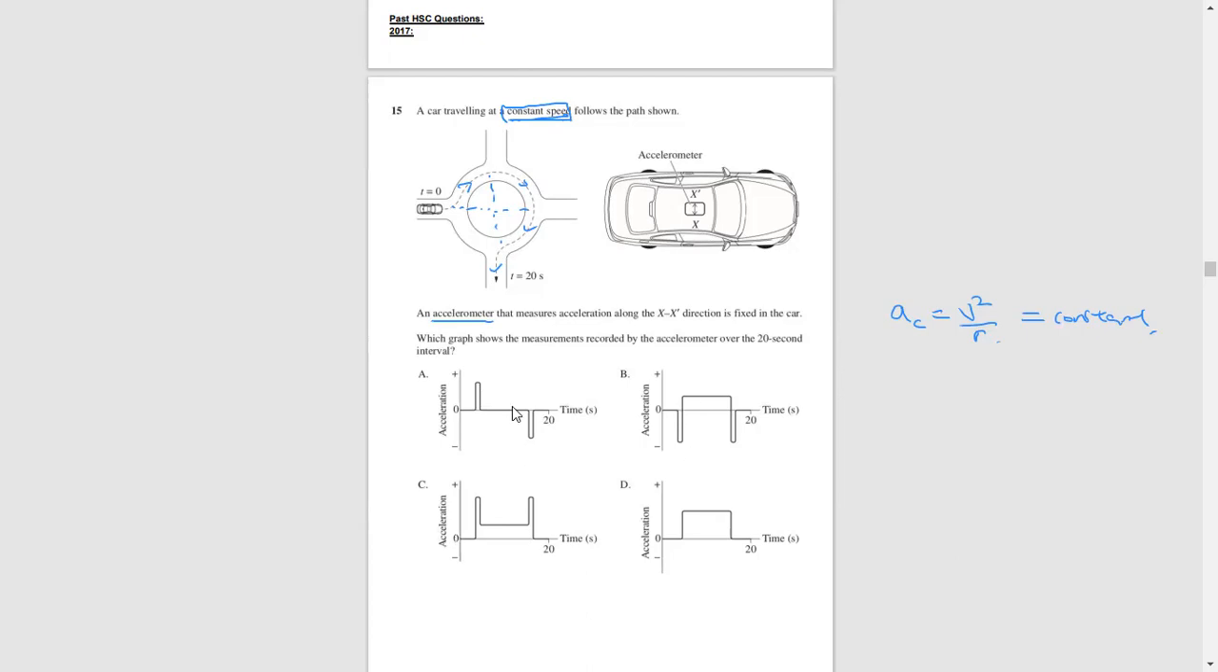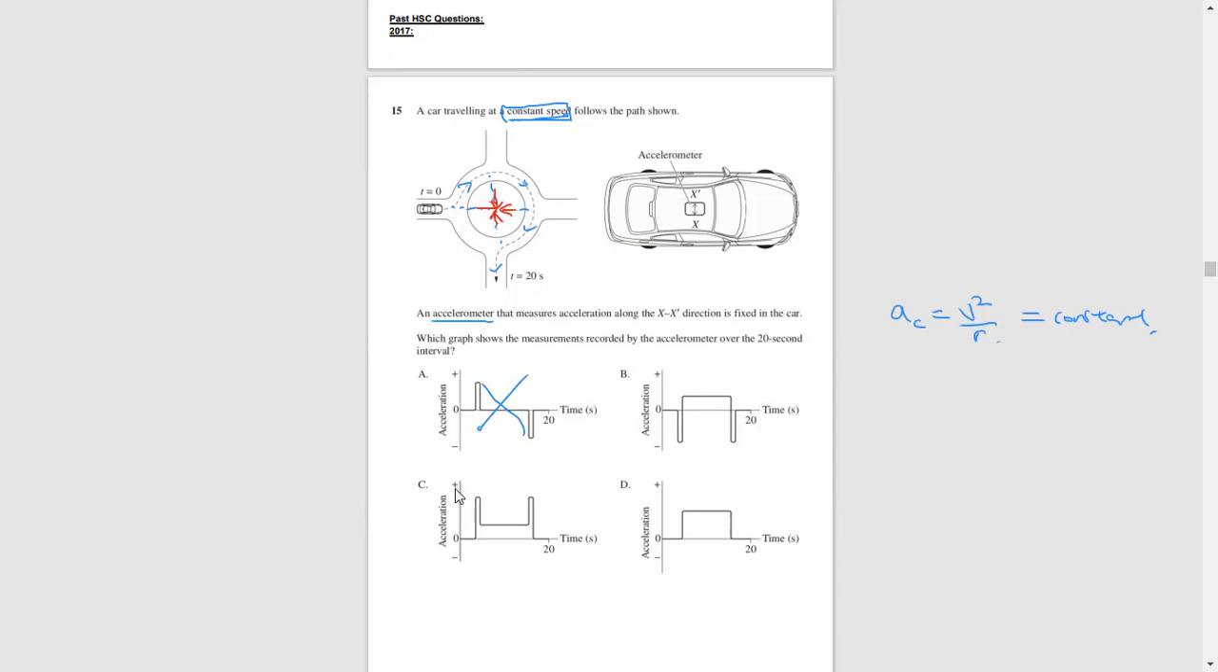So A is definitely wrong because it has no acceleration in the middle. And we know that it must have acceleration in the middle. Now, the question is, what's the direction, right? So we understand that the acceleration, in terms of the circle, is going to go like this, right? The acceleration at this point in the circle is going to the right. At this point it is down. At this point it is left. At this point it is up.